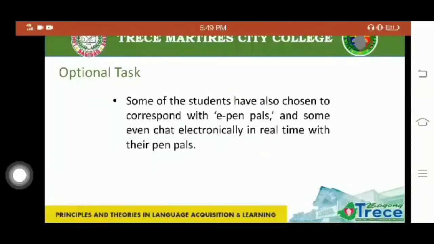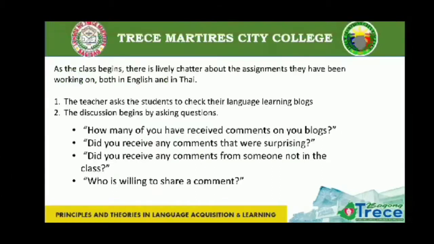And then the optional tasks. Some of the students have also chosen to correspond with pen pals, and some even chat electronically in real time with their pen pals. So, pen pals, these are people you can talk to and share information with.